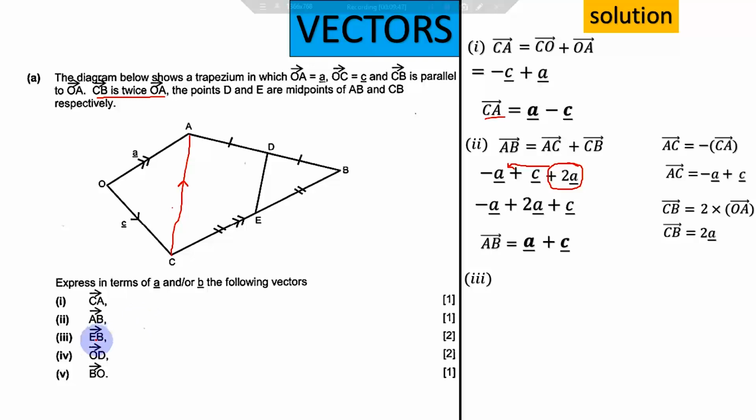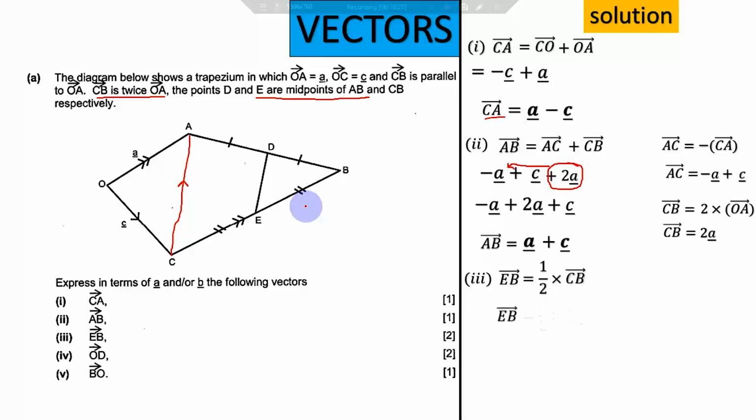Okay, we proceed to question 3. Find vector EB. So EB is just here. Now going back to the statement, they are saying E is the midpoint of CB, meaning it is in the middle. It is cutting this line CB halfway. So if CB is 2A, what is half of CB? What is half of 2A? So EB will just be half of CB.